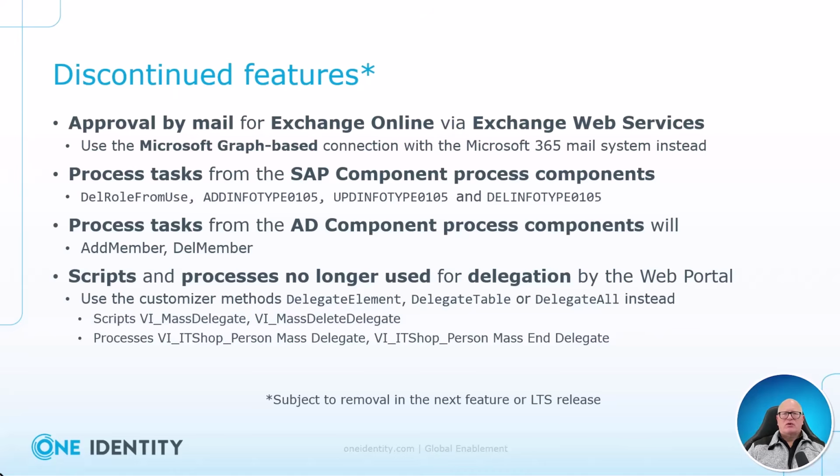In the first row, the approval by mail for Exchange Online via the Exchange web service was removed. This is old technology. Microsoft is discontinuing that as well. And instead of this old technology, now the Microsoft Graph-based connection to Microsoft 365 is used. That means there's no functionality loss. It is just removing old technology, which is in the meantime just replaced.